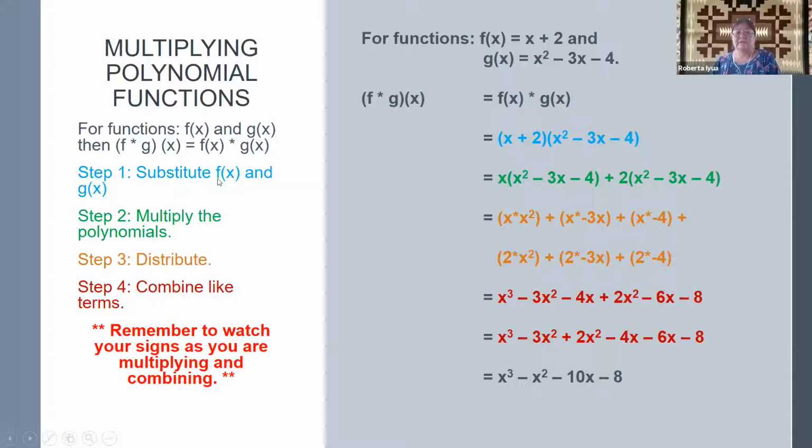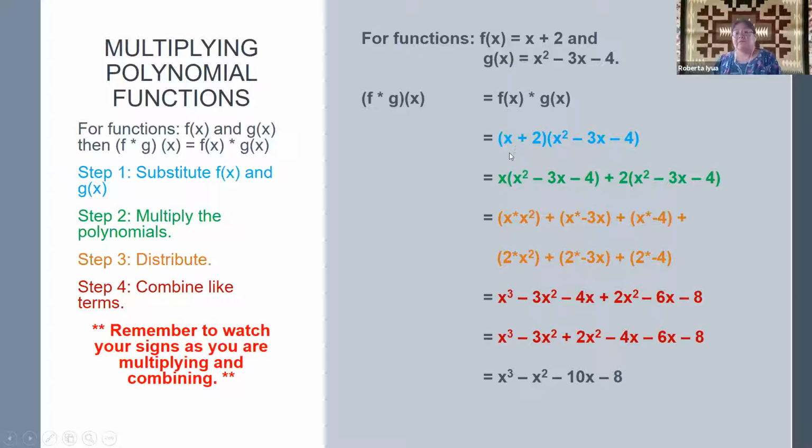So we're going to substitute f of x and g of x. So f of x is x plus 2 and your g of x is your x squared minus 3x minus 4, and then you will just multiply your polynomials. In this example, I chose the distributive property.